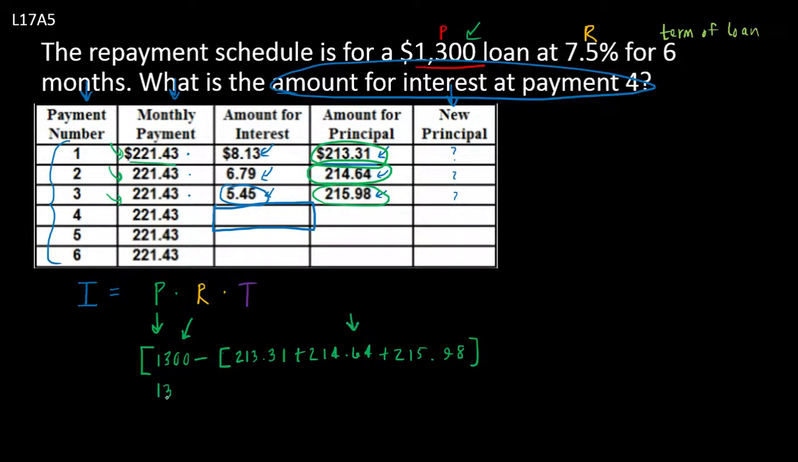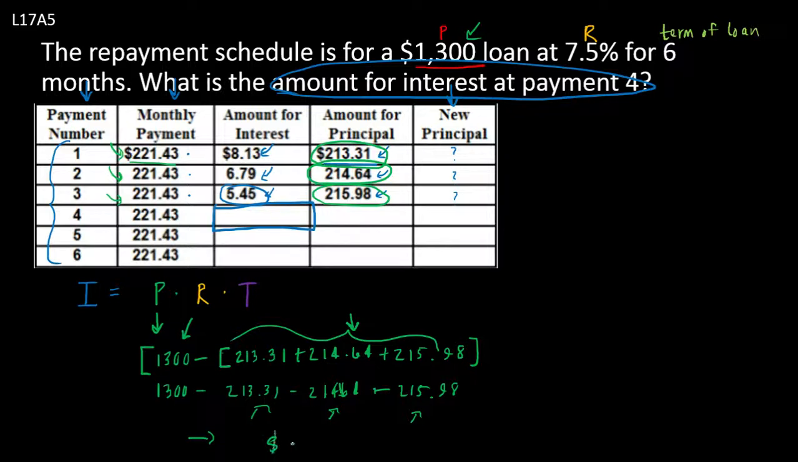Now, alternately, you could have written it like this. This is an equivalent expression. In one case, I take the sum of all the payments and then subtract them. In another case, I subtract them item by item. Either way is correct. Once you plug these numbers into your calculator and simplify, we get 1,300 minus the sum of these payments, 1 through 3 on principal, gives us $656.07. So that's the number that we'll use for principal.